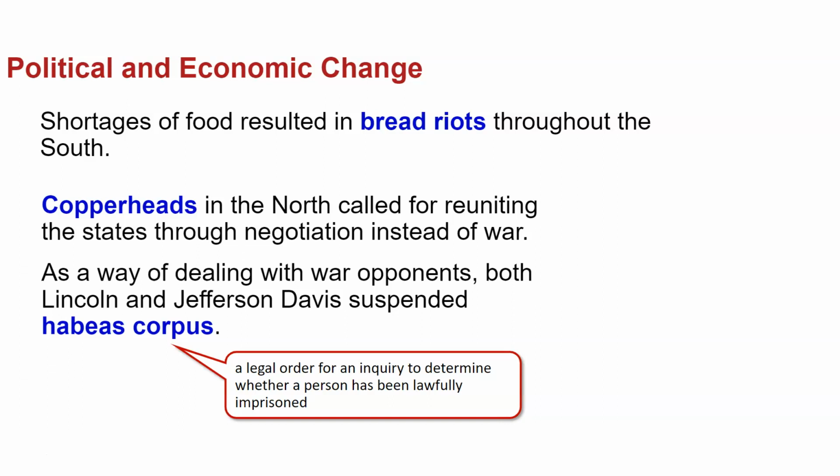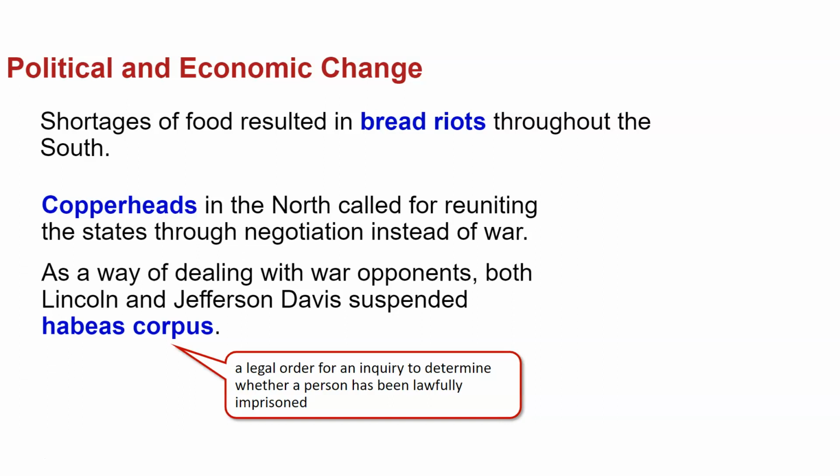So essentially, both in the Confederacy as well as the Union, you could be charged with a crime. Now remember, part of your rights, as part of the Bill of Rights, is that you have the right to understand what you're being charged with. You have the right to a speedy trial. But when habeas corpus is suspended, you don't have those rights.